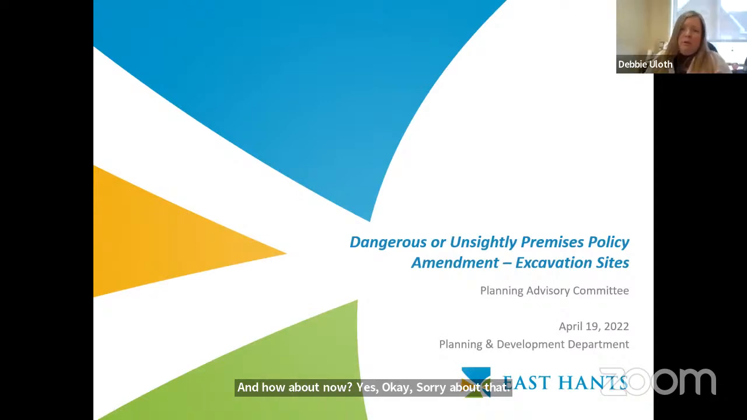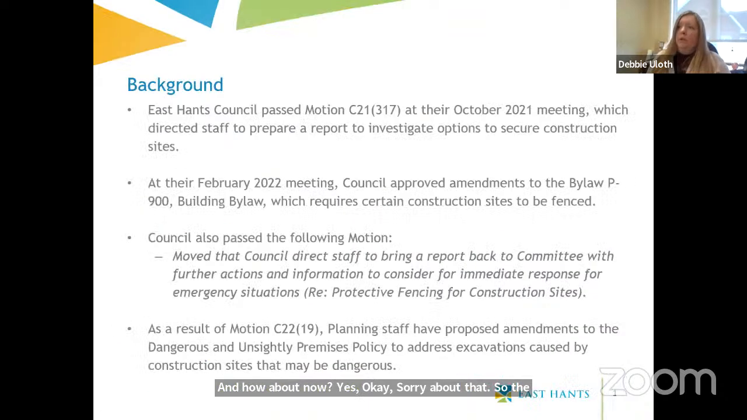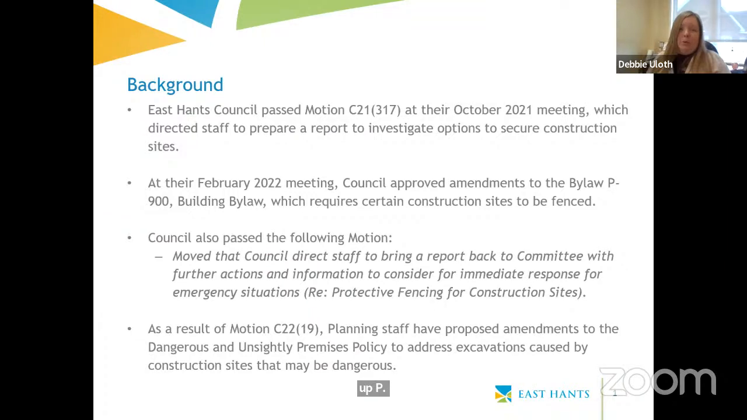So, the dangerous or unsightly premises policy. East Hants Council passed a motion, C21-317, at their October meeting, which directed staff to prepare a report to investigate options to secure construction sites. At their February meeting, Council approved amendments to bylaw P900, the building bylaw, which requires certain construction sites to be fenced. At that meeting, Council also passed a motion to direct staff to bring back a report to committee with further actions and information to consider immediate response for emergency situations regarding the fencing of construction sites.